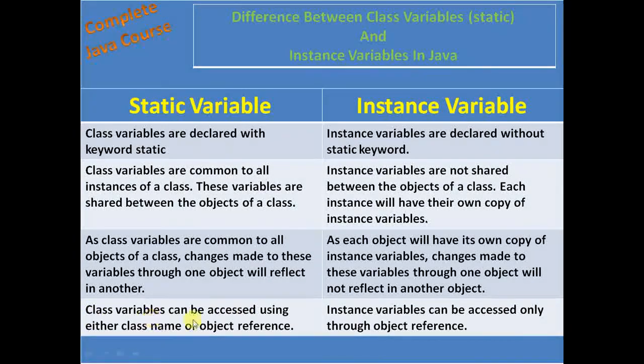Next difference is that class variables can be accessed using either the class name or an object reference. Instance variables can be accessed only through an object reference.